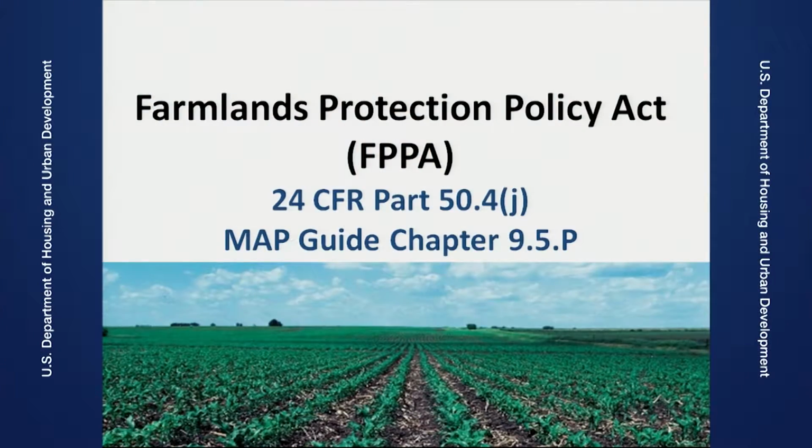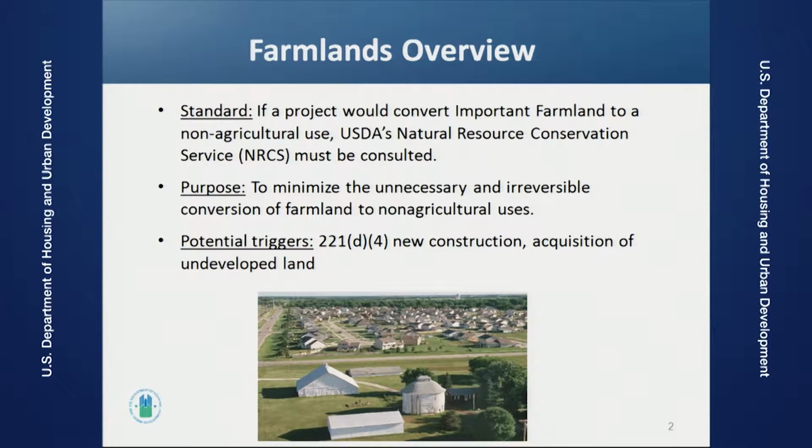So first we'll start off with the Farmland Protection Policy Act. Compliance is required by 50.4J and is discussed in the MAP Guide at 9.5P. Just an overview of the Farmland Protection Policy Act: if a project would convert important farmland to a non-agricultural use, then the USDA's Natural Resource Conservation Service must be consulted. Its purpose is to minimize the unnecessary and irreversible conversion of farmland to non-agricultural uses.